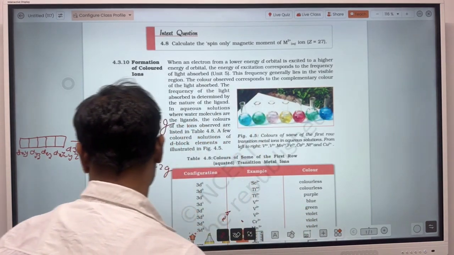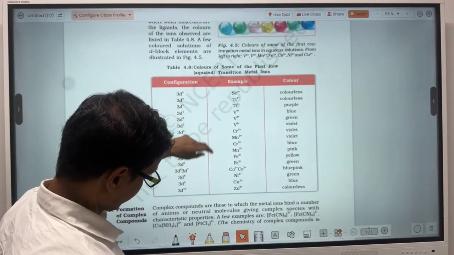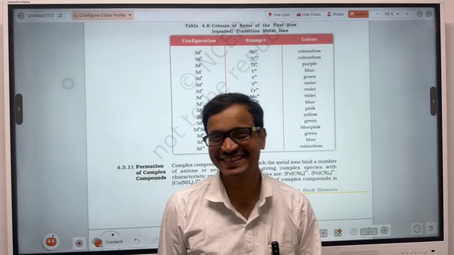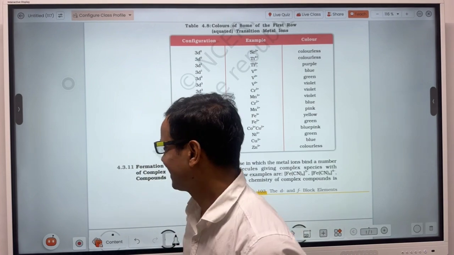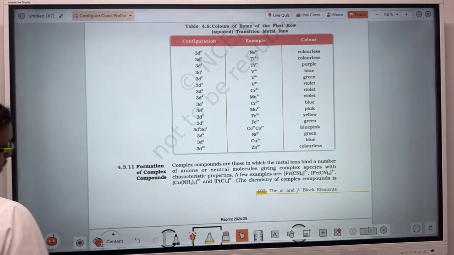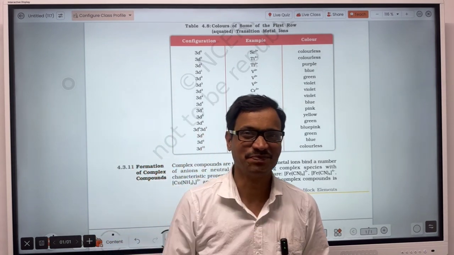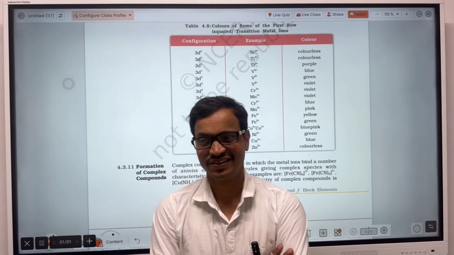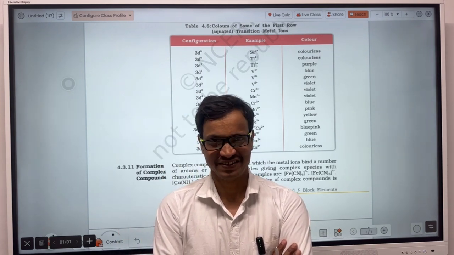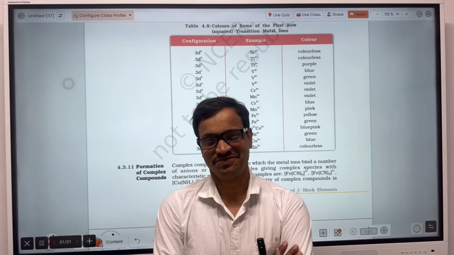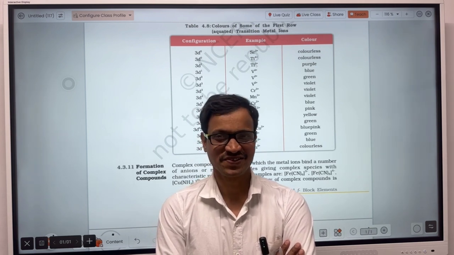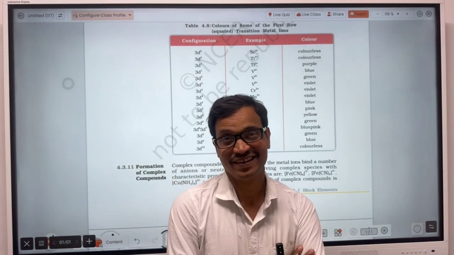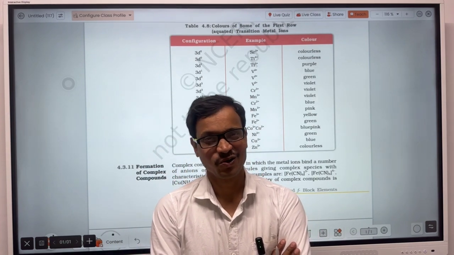Okay, now let's see next. Formation of complex compounds. What is a complex compound? Firstly, as the name indicates, complex. Actually, the study of a few compounds was difficult, so those compounds were called complex compounds. But as time proceeded, the study of those compounds also became easier, so it is now unjustifiable to call them complex compounds. Now they are called coordination compounds.